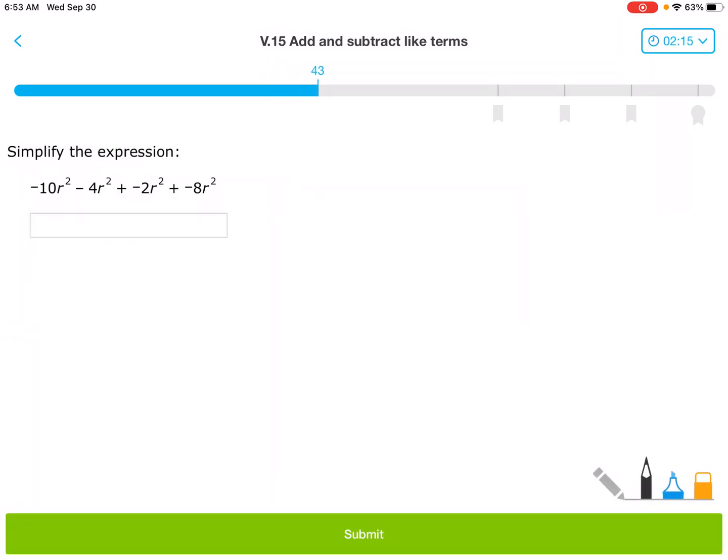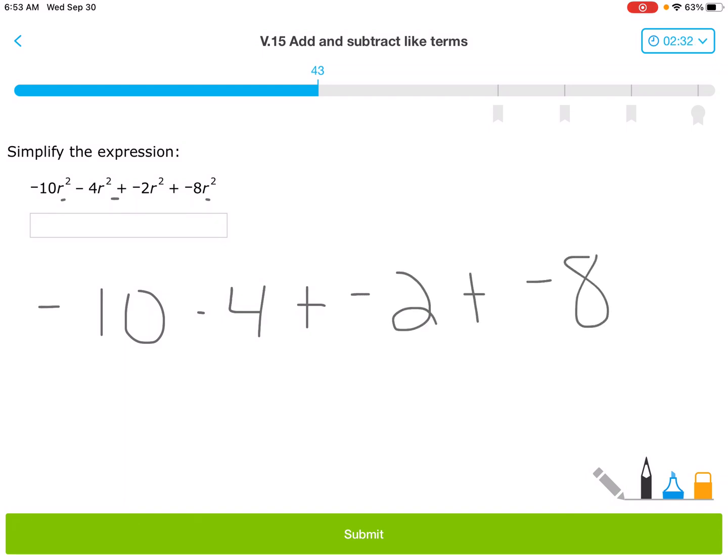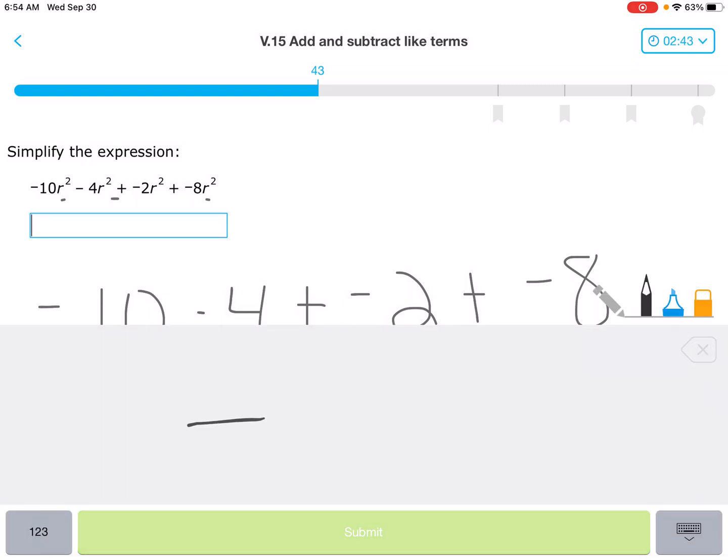Okay, so this one looks like it's a little bit more difficult, but it's really not. Each term has an r squared with it, which means they're still all the same term. So -10 minus 4 plus -2 plus -8 is what we're putting together. So -10 minus 4 is -14, minus 2 more is -16, and minus 8 gives me -24r squared.